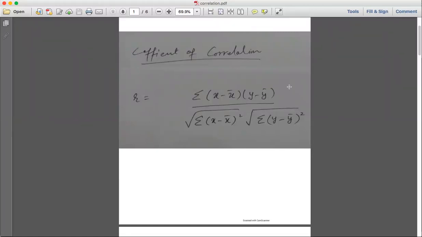So please note down this formula first of all. The coefficient of correlation r is equal to summation (x minus x bar) into (y minus y bar) divided by the square root of summation (x minus x bar) square into summation (y minus y bar) square, and then square root. And to find this relation we need the value of x bar, we need the value of y bar, x minus x bar we will find, y minus y bar we will find, and then multiply them. And similarly in the denominator we need the values. हम उसकी values को find out करेंगे.